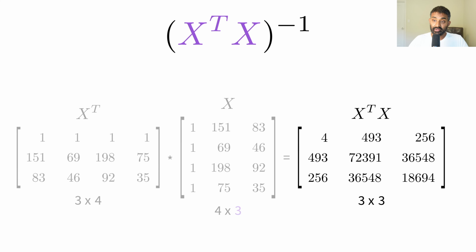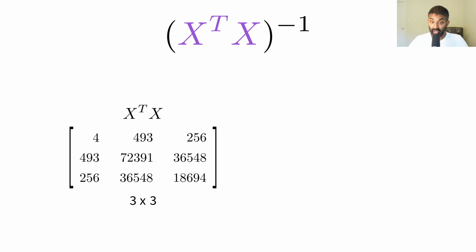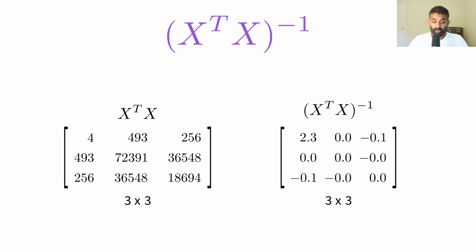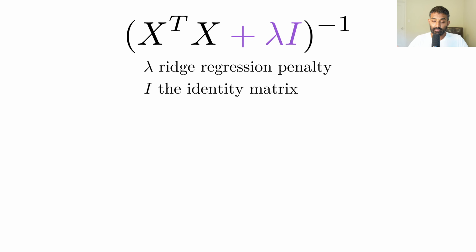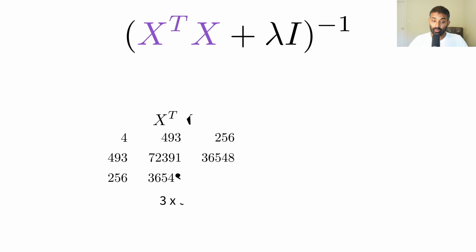And the nice thing about a square matrix is we can actually invert it. So the inverse of x transpose x is shown on the right. I'm not going to get deeply into matrix inversion here, but again, I recommend watching the linear regression video if you want to know more about it. And this is where we add the ridge penalty inside the part before the inverse. And in here, lambda is our ridge penalty, and I is the identity matrix. And I'll show you what that looks like when we apply the ridge penalty.